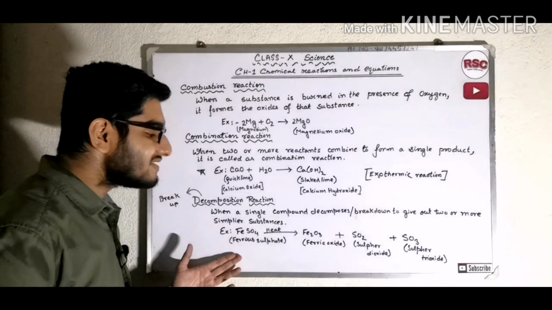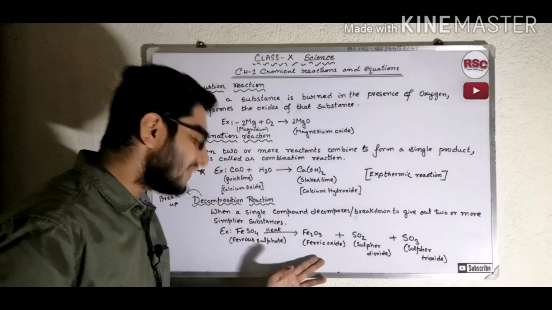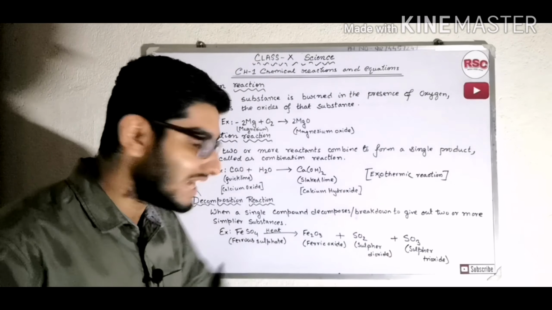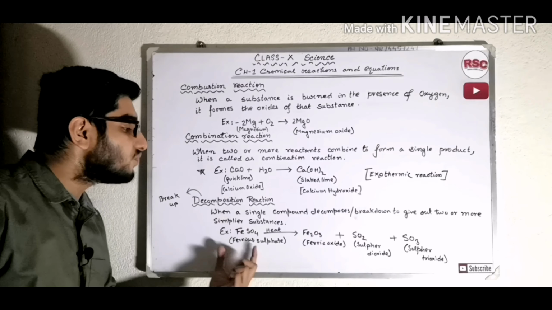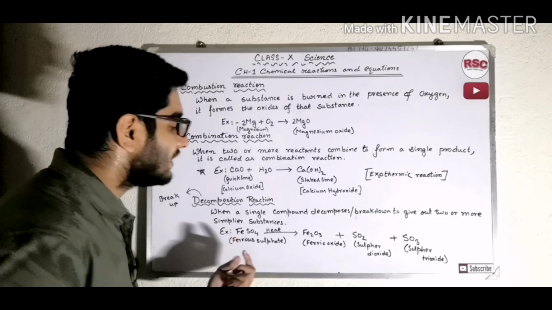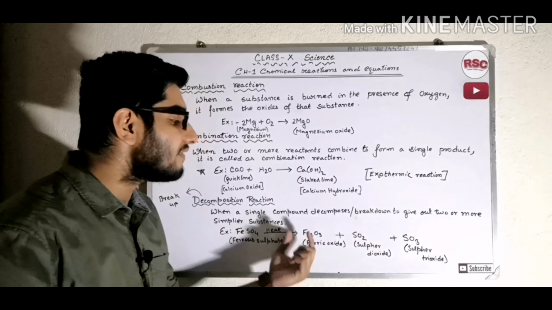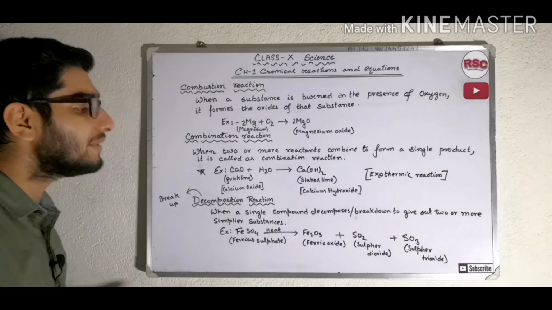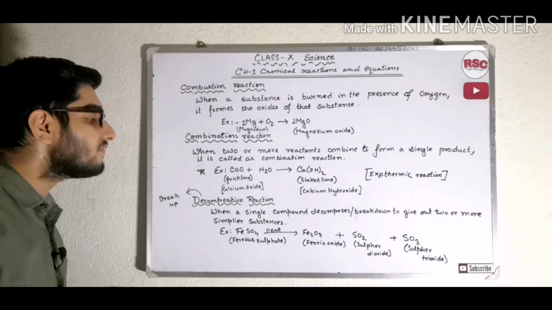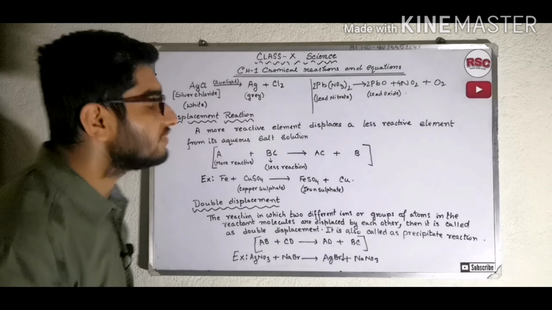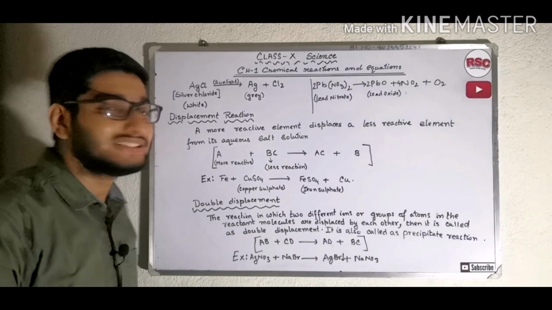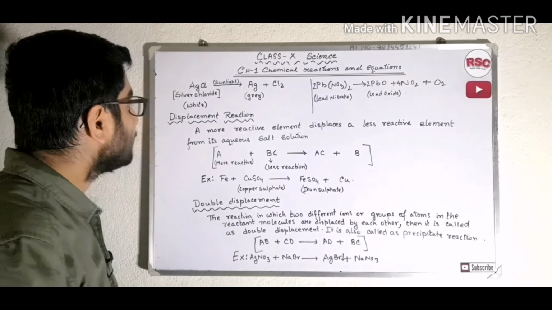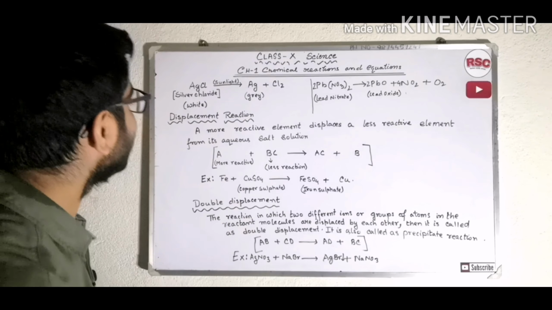Just see, when we heat ferrous sulfate, ferric oxide, that is Fe2O3, then sulfur dioxide and sulfur trioxide are formed. That means from one compound, ferrous sulfate, the breaking down or decomposition occurs and ferric oxide, sulfur dioxide and sulfur trioxide are formed. Now before coming to the displacement reaction, I would like to tell you about the examples of decomposition reaction. These two examples are very important, that's why I have written them.